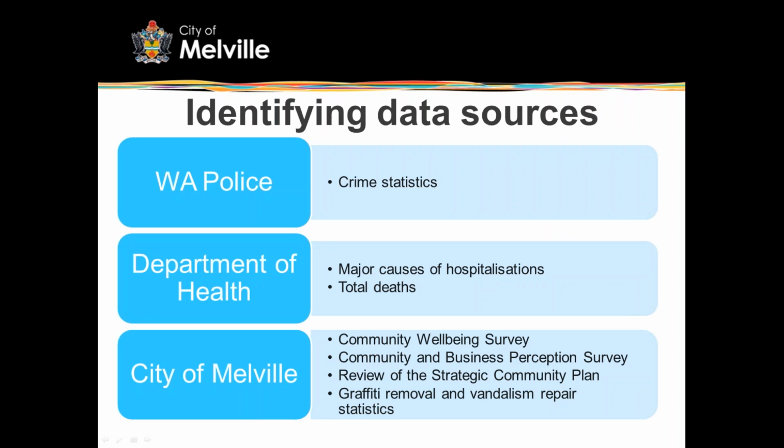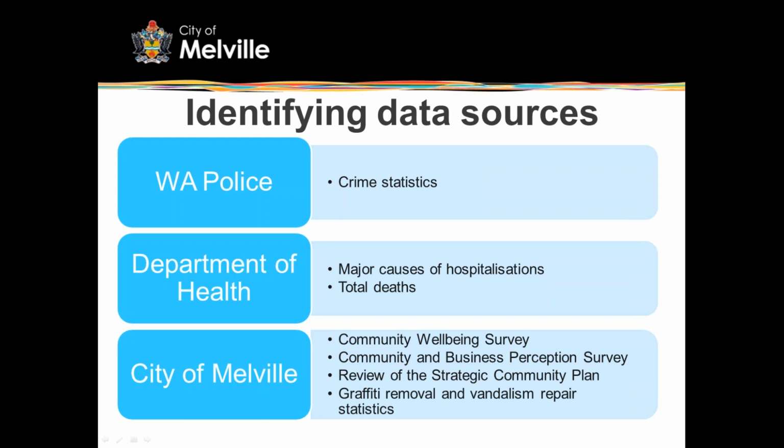So there is a lot of data out there that you can use to help set your priorities. The first step is identifying all of these data sources. For the development of our Safer Melville Plan, we identified these data sources. They were crime statistics from the WA Police, major causes of hospitalisations and total deaths from the Department of Health, and then feedback from a number of City of Melville community surveys or statistics that we had on hand.